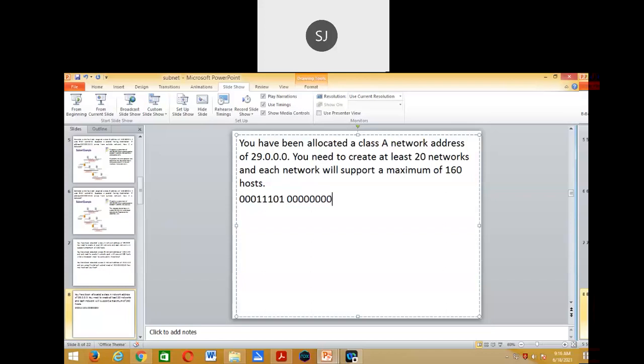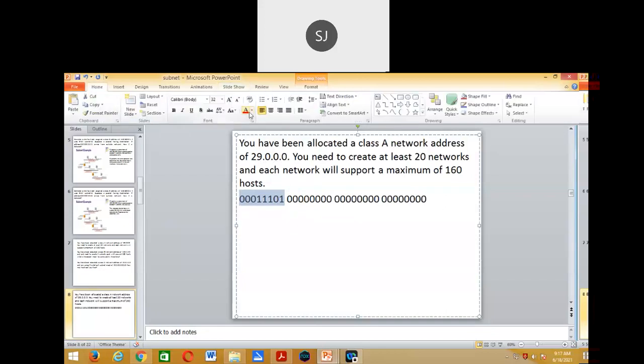So this is the next one. 0, 0, 0, 0, 0, 0, 0, 0. So the last one is 0, 0, 0, 0. Okay, so this is what it is. So 29.0.0.0. Here, these 8 bits are used for which one? These 8 bits are used for network ID. So then the remaining 24 bits are used for host ID.